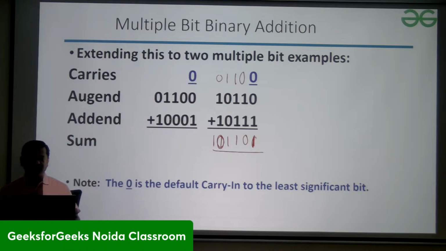Similarly you can go for the second example, that you have to add 0 1 1 0 0 with 1 0 0 1. So let me have the answer.